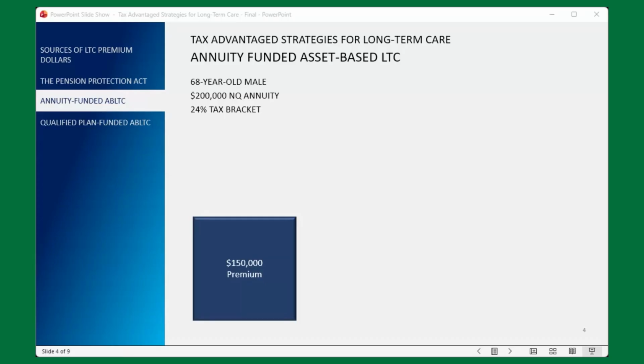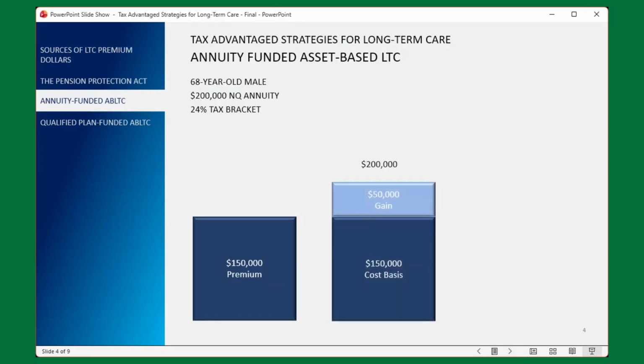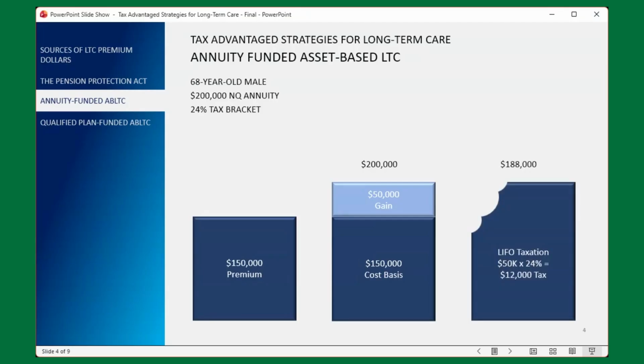Now, let's just examine it. Imagine we've got a 68-year-old male client. There's a $200,000 non-qualified annuity, and let's say maybe they invested $150,000 originally, and there's a $50,000 gain in the contract just sitting right there. If they surrender that contract, they take withdrawals to pay for care, they're going to be taxed pretty heavily right from the start, depending on the tax bracket they're in. In this example, we've shown a 12 or 24% tax bracket. That's a $12,000 tax hit. That money's just gone in an instant.